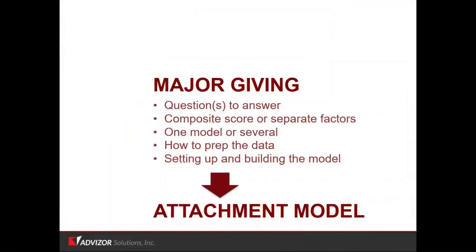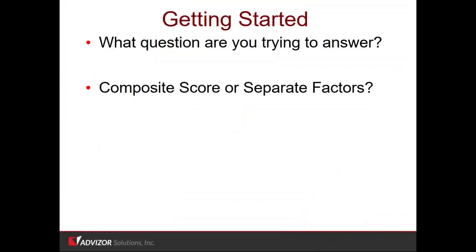So those are some of the basics. Now let's go a little deeper. I think we're going to have some fun with this. We're going to look at major giving and go through, what are the questions you're trying to answer? Do we want a composite score, one integrated score, or several separate factors? One model or several? How to prep the data. And then we're going to set up and build a model and look at what to do with it. So high level, let's get started.